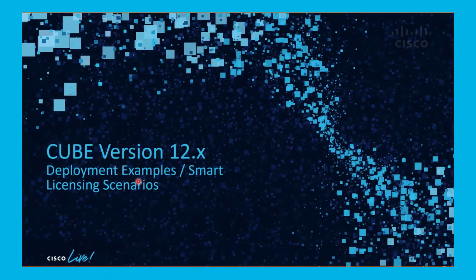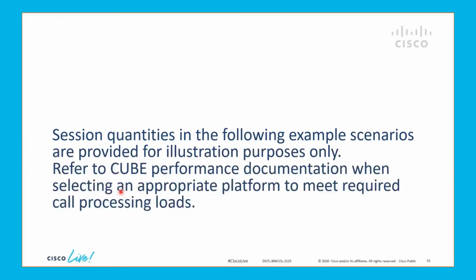Let's go through some of the Cube version 12.x deployment examples and smart licensing scenarios. Again, they are provided for illustration purposes only. Always refer to the Cube performance documentation, the sizing deck that we have on Sales Connect or cisco.box.com/cube-enterprise, to make sure the underlying platform can handle those call processing loads.